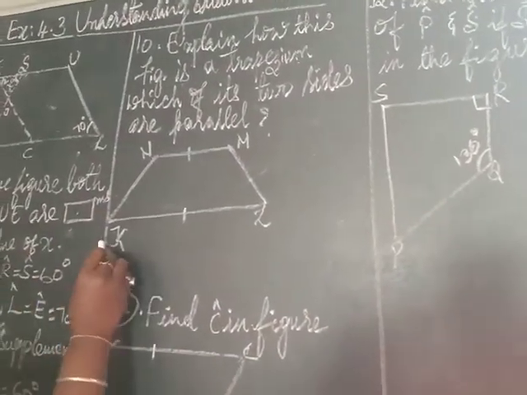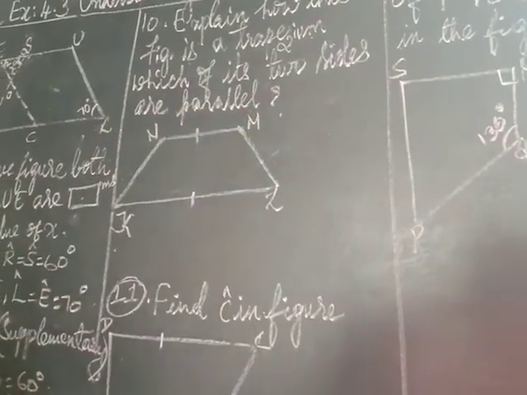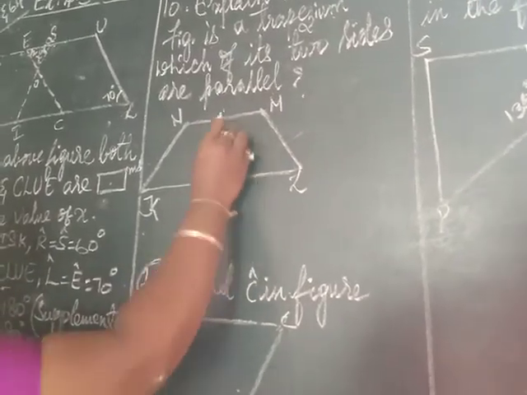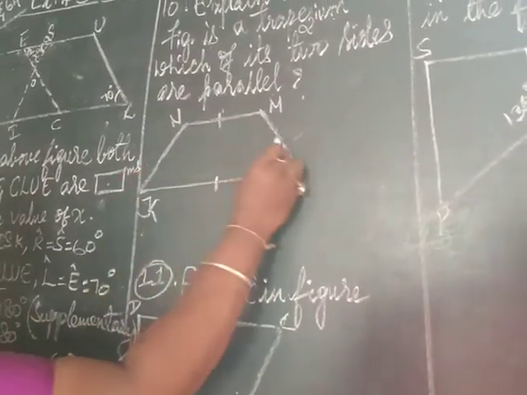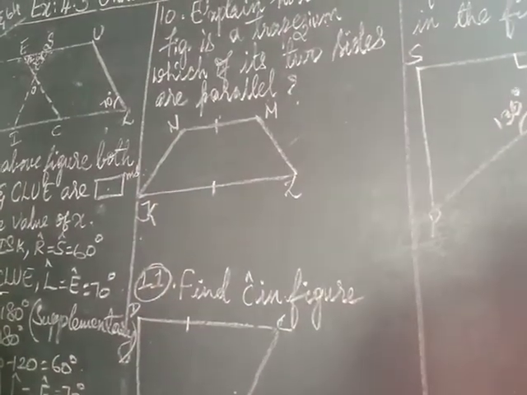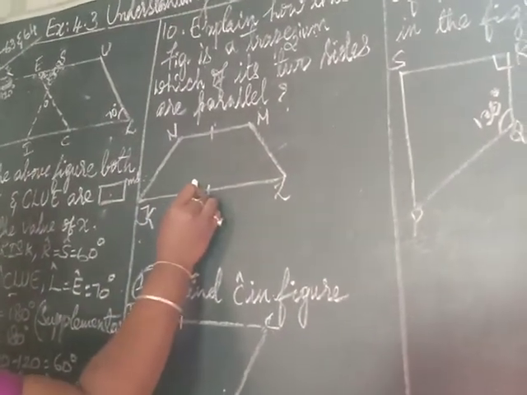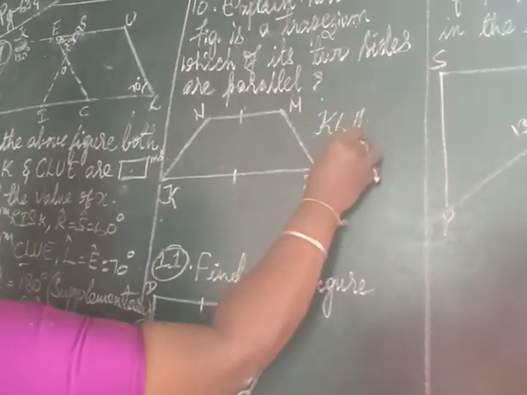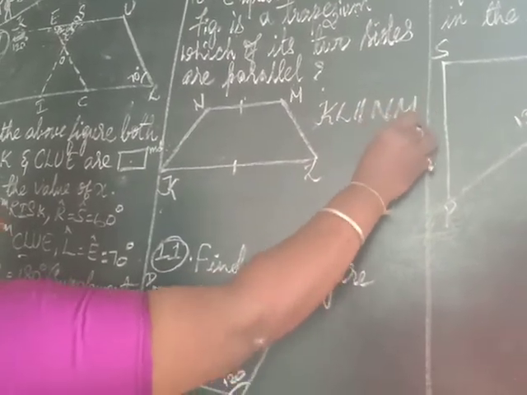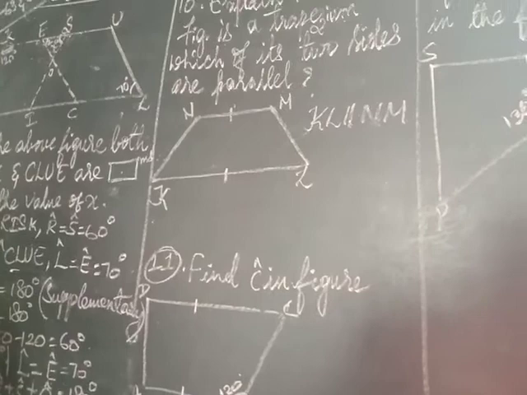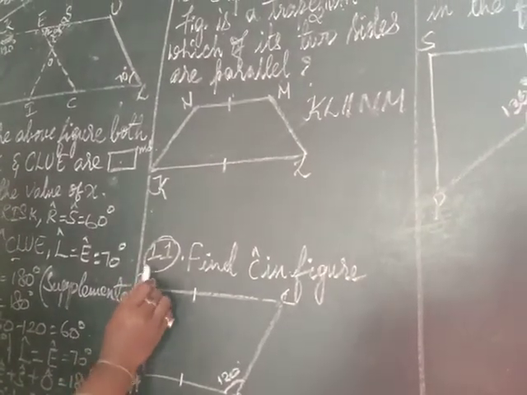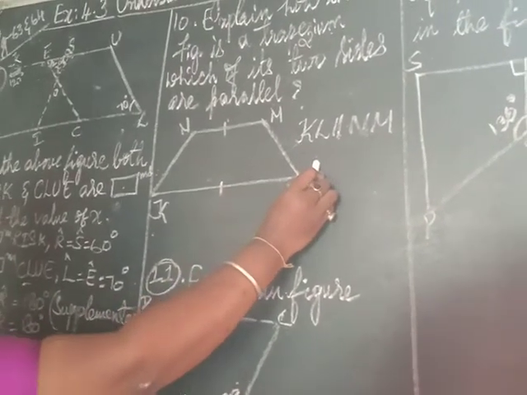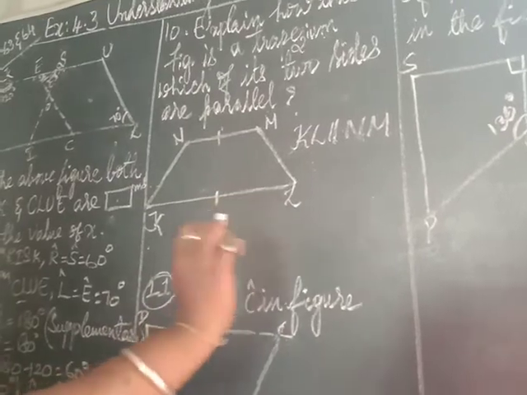So in KLMN, it is a trapezium. Why? Because only one pair of opposite sides are parallel and the other pair of sides are non-parallel. So it is a trapezium. And which two sides are parallel? KL is parallel to NM. Understood, children? I have given this answer clearly in the notes. You can refer to that also, and what I have explained, the same thing I have given in classwork.